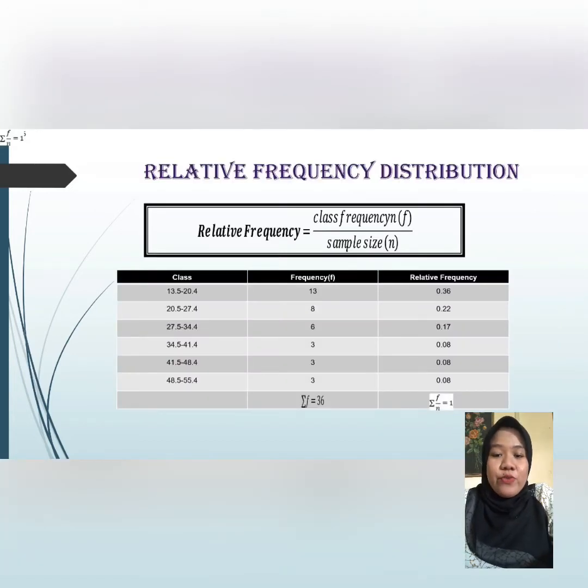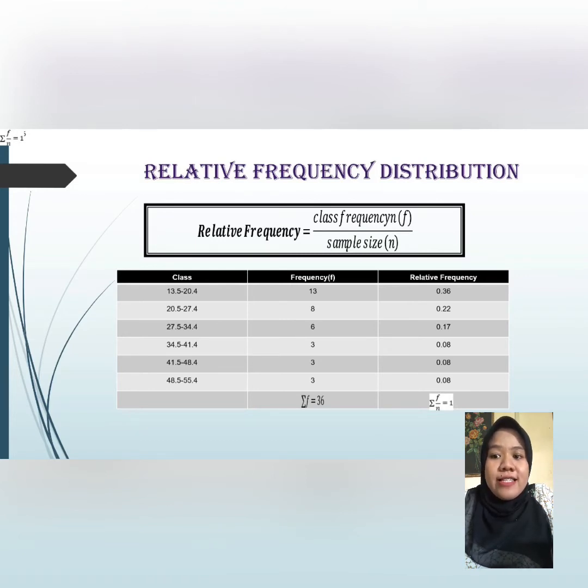Relative frequency distribution. Okay, for relative frequency distribution, we have its own formula. So the formula is relative frequency equal to class frequency divided by sample size. Okay, the first class is 13.5 to 20.4. The frequency is 13 divided by 36, so the answer is 0.36. For the second class, 20.5 to 27.4, the frequency is 8, so divided by 36, we got 0.22.